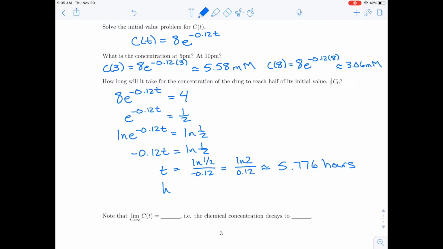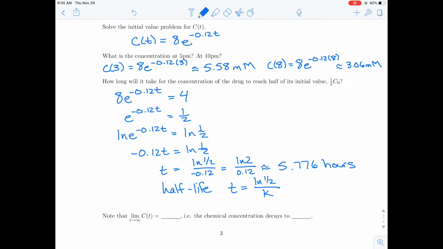In chemistry, we'll call this the half-life. And you can see that the half-life as a time is equal to the natural log of 1/2 divided by the constant of proportionality, k.